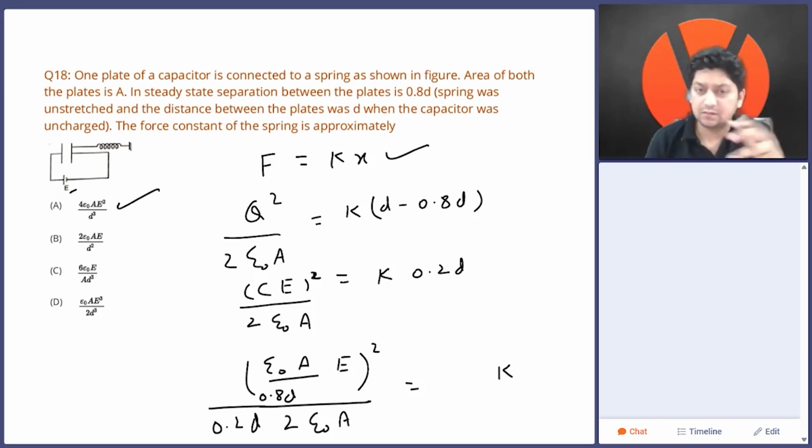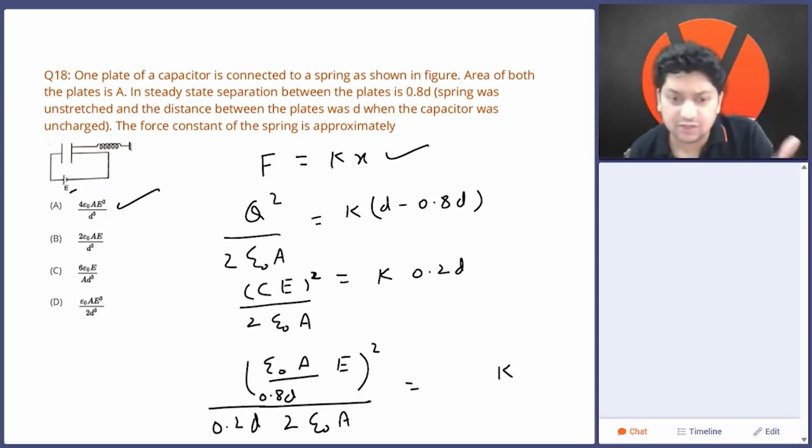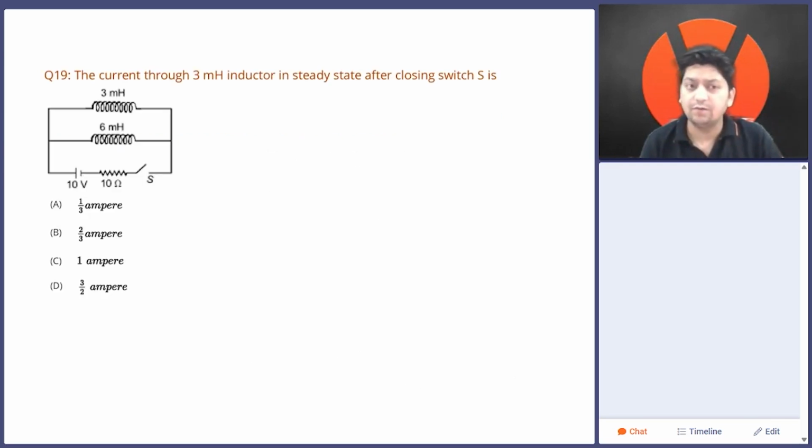So you just need to go through it once. This is our physics. The force between the plates of the capacitor is equal to the restoring force of the spring, and from here we can put the values of q in terms of capacitance and potential difference or emf of the battery, and just keep the value of capacitance we put and a little mathematical manipulation, and we will get the correct answer. Okay, so this is the way of solving such type of questions.